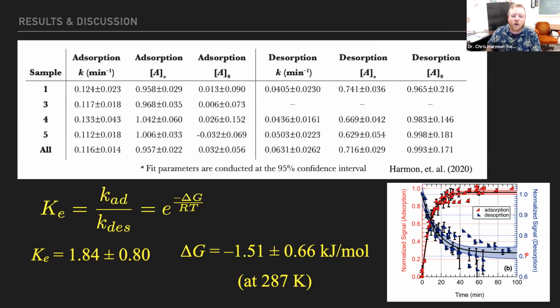So now we can add some other quantitative information on here, such as the equilibrium constant. So we can write the equilibrium constant as the ratio of the forward rate constant over the reverse rate constant, K_ads over K_des. And that, of course, can also be related to the Gibbs free energy. And when we do that, we get an equilibrium constant that's greater than 1 and a free energy that's less than 0. And both of these parameters indicate that this adsorption will be spontaneous. Okay, so that's important. That's an important implication in the atmosphere.